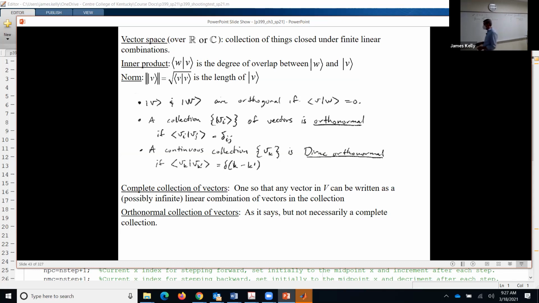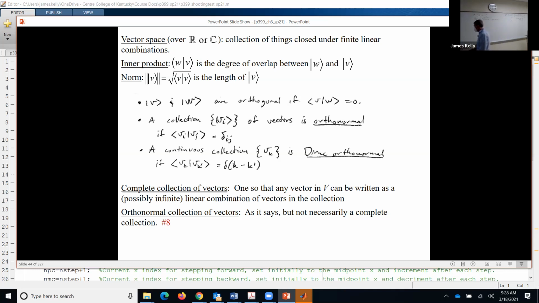So in our everyday vector space, x hat and y hat, if we're talking about three-dimensional vector space, the collection x hat and y hat is an orthonormal collection because they're unit vectors and they're mutually orthogonal. It's not a complete orthonormal collection, but it is an orthonormal collection. X hat, y hat, and z hat would be. X hat and x hat plus y hat would not be an orthonormal collection because they're not perpendicular or orthogonal to each other.